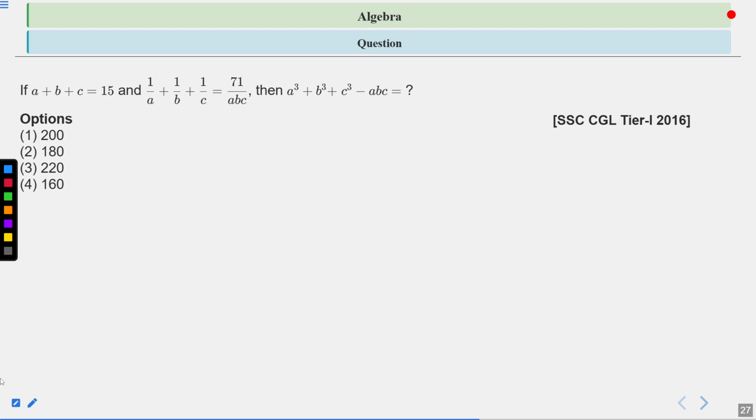If a plus b plus c equals 15 and 1 upon a plus 1 upon b plus 1 upon c equals 71 upon a into b into c, then what is the value of a cube plus b cube plus c cube minus 3abc? This question was asked in the SSC CGL Tier 1 exam in 2016. There are 4 options. First one is 200, second is 180, third one is 220, fourth one is 160. Now you have 10 seconds to analyze the question. Your time starts now.